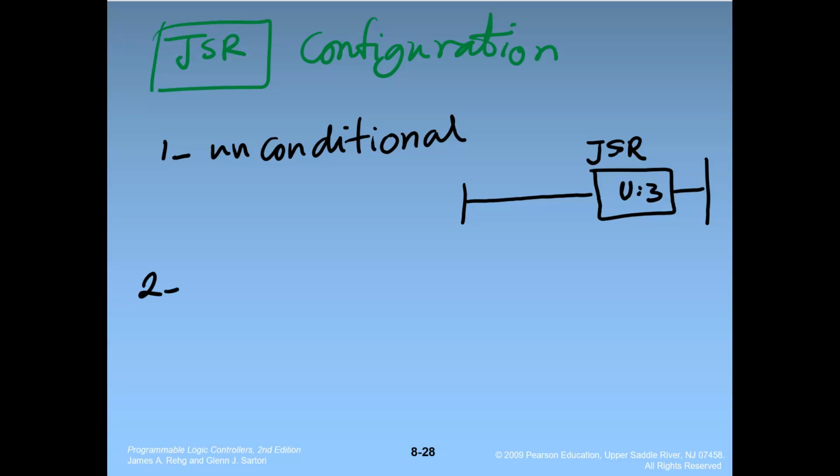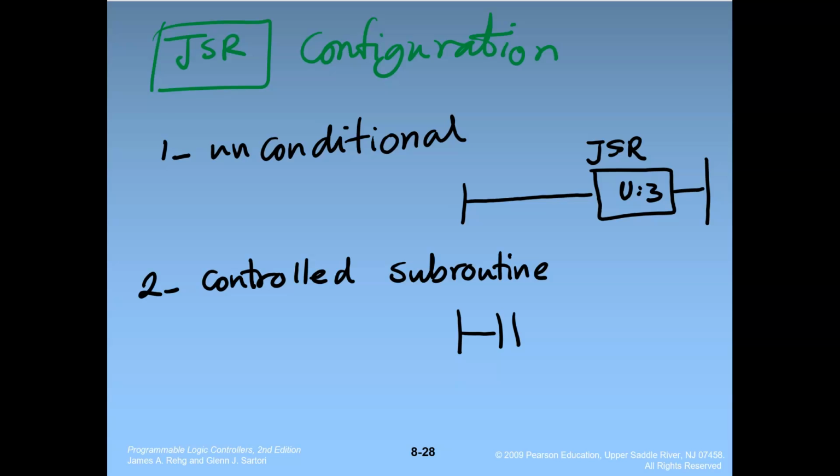But the next one is the controlled subroutine. The second approach of using JSR is the controlled subroutine. It means that we have a constraint in order to activate our JSR instruction. And this is the most frequent type of using JSR. It depends on the condition of a particular input instruction. We can decide if we need to go to the subroutine and execute the subroutine, or continue to the next rung.